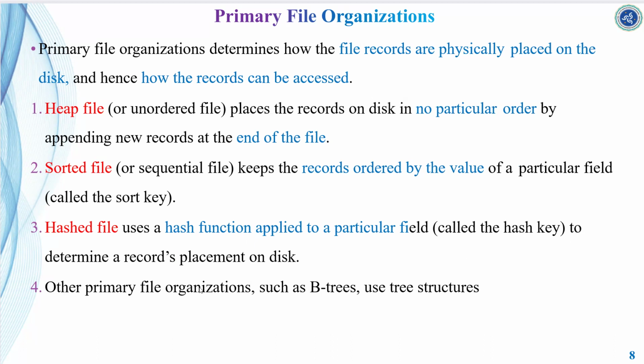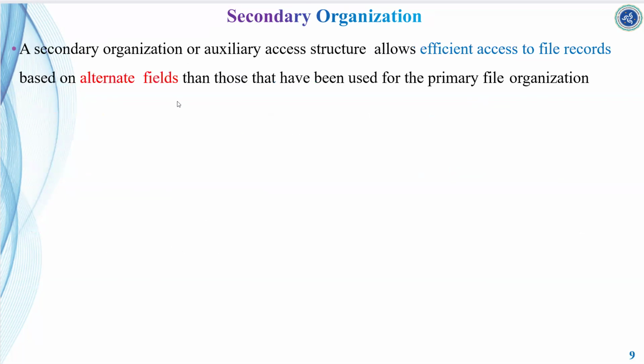Other primary file organizations are B-trees and other tree structures. We have already studied the structure of binary trees and tree structures in data structures, so I am not going into detail.